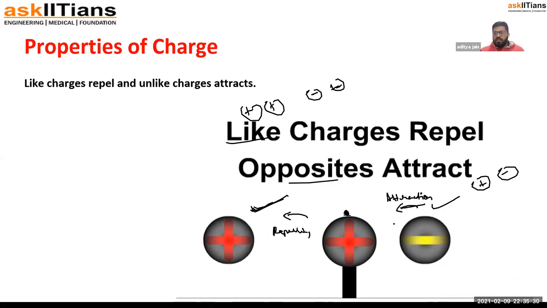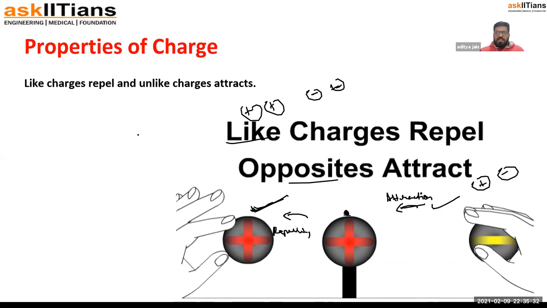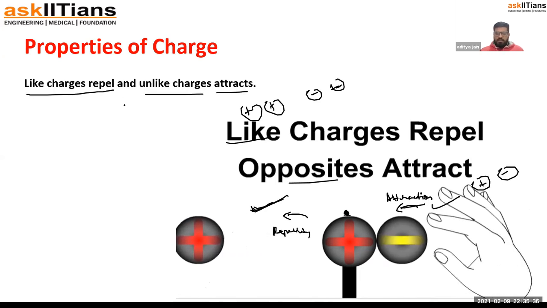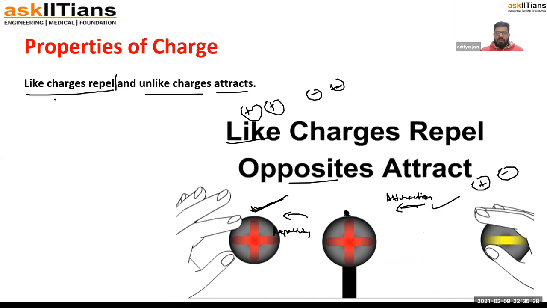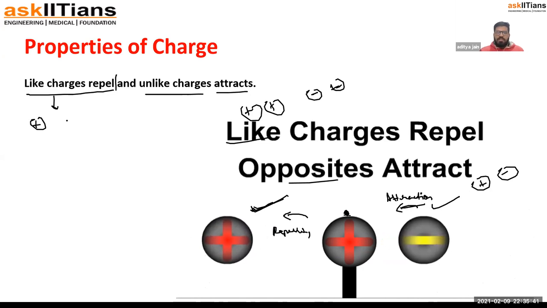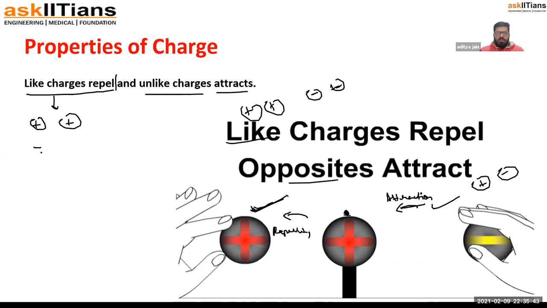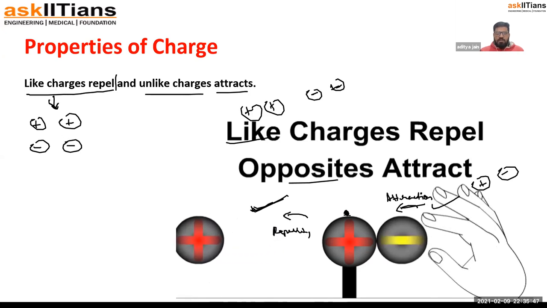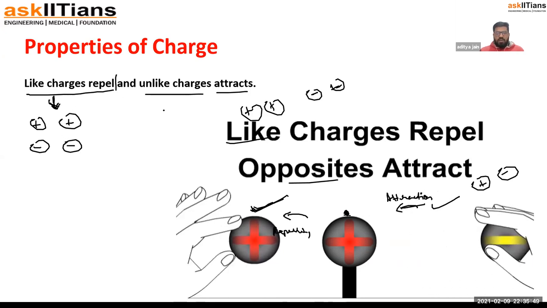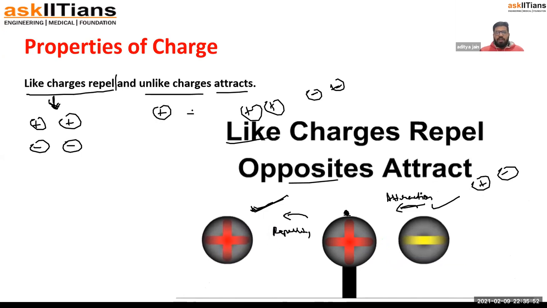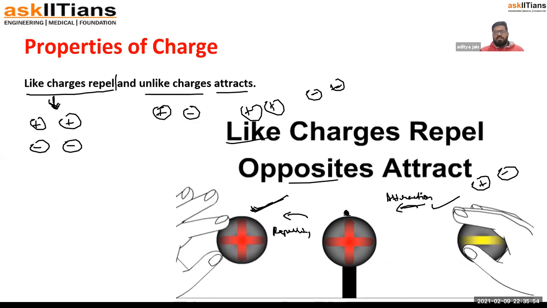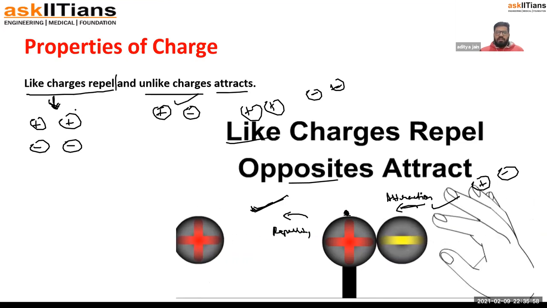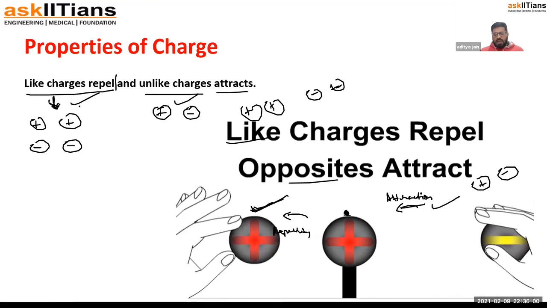That is the first and foremost important property of charges: like charges repel each other and unlike charges attract each other. Like charges mean either 2 positive charges or 2 negative charges. In both cases, there will be repulsion because they are like charges. What about unlike charges? It means positive and negative; they will attract each other. So that is the first property of charge. I hope it is clear.